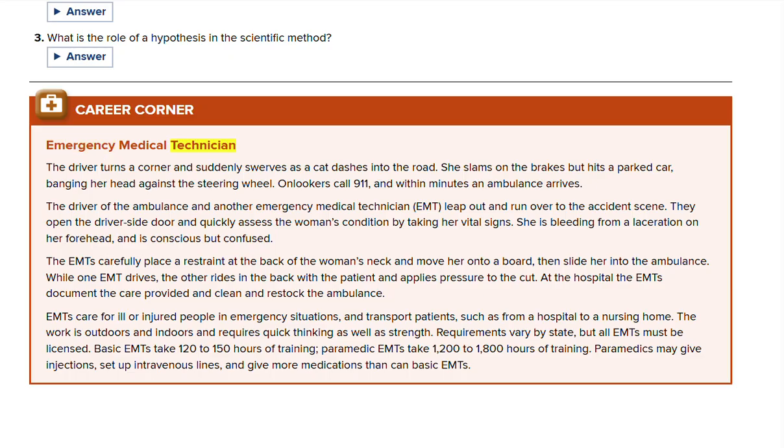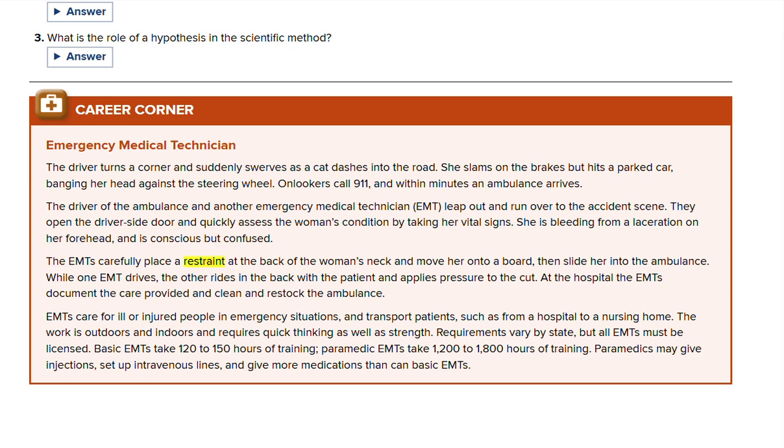Emergency medical technician. The driver turns a corner and suddenly swerves as a cat dashes into the road. She slams on the brakes but hits a parked car, banging her head against the steering wheel. Onlookers call 911, and within minutes an ambulance arrives. The driver of the ambulance and another emergency medical technician, EMT, leap out and run over to the accident scene. They open the driver's side door and quickly assess the woman's condition by taking her vital signs. She is bleeding from a laceration on her forehead, and is conscious but confused.